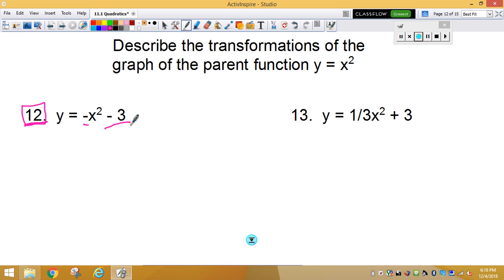And this one is going to be shifted down 3 because here I was at 0 and I'm shifting to -3, so I'm shifting down 3. Here, this one's going to be wider because this is a 1 and this is 1/3, so I'm going wider, and I'm also shifting up 3.